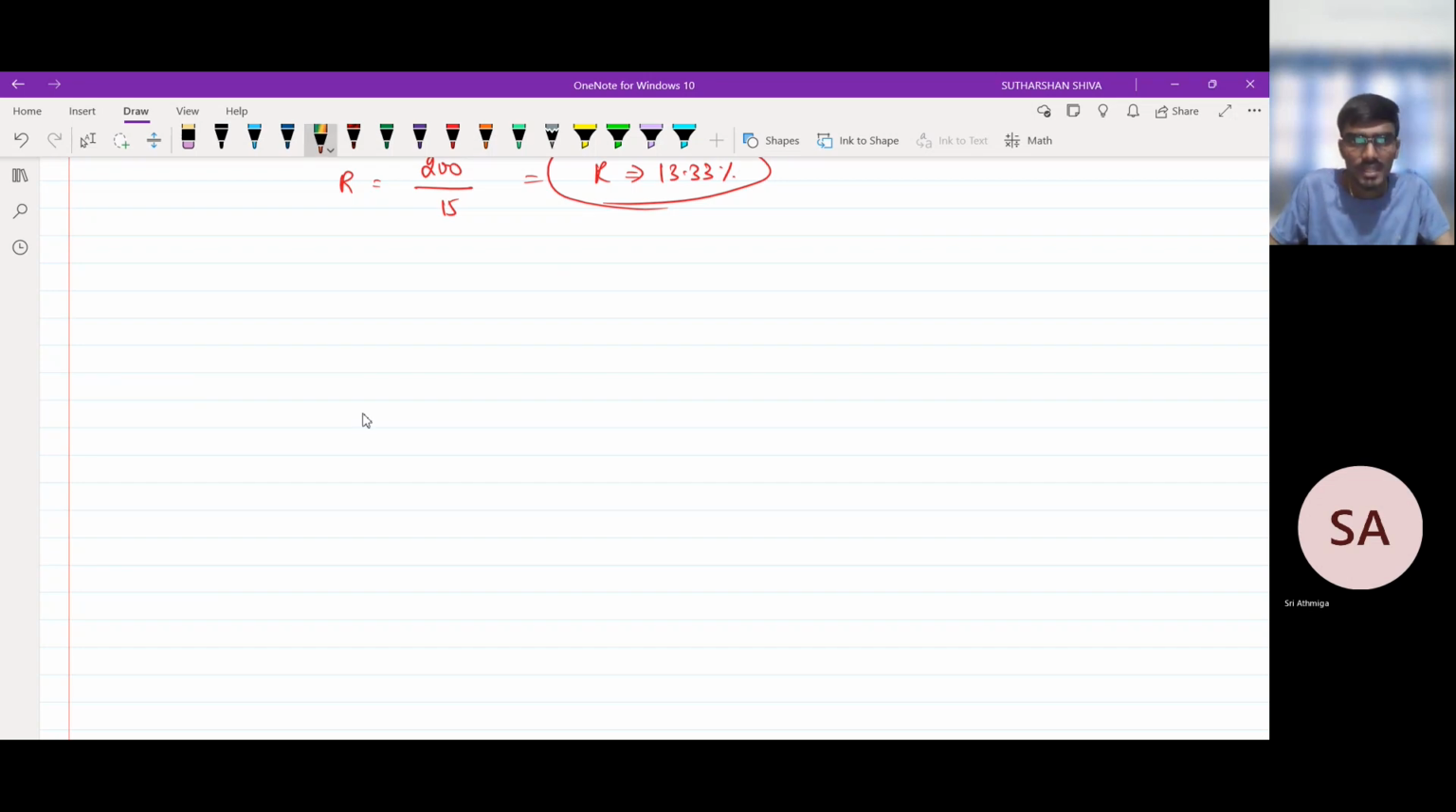Okay, now let's say they have given 4 values. They have given the whole amount of, let's say, 44,000.